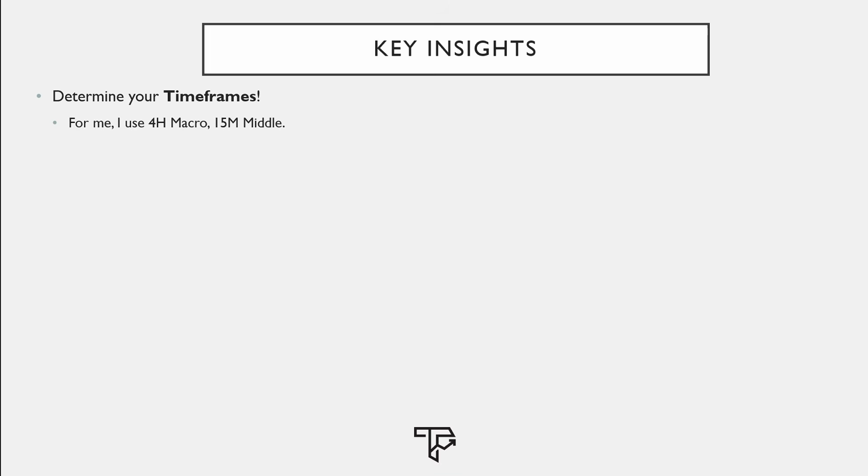For me, I use the 4-hourly time frame for my macro higher time frame and the 15-minute time frame for my middle time frame. I suggest you start there. You can play with the 15-minute, you can make it the 30-minute, which is going to increase your probability a little bit because the 15-minute can be noisy, but at least have those two main time frames, higher time frame and middle time frame.